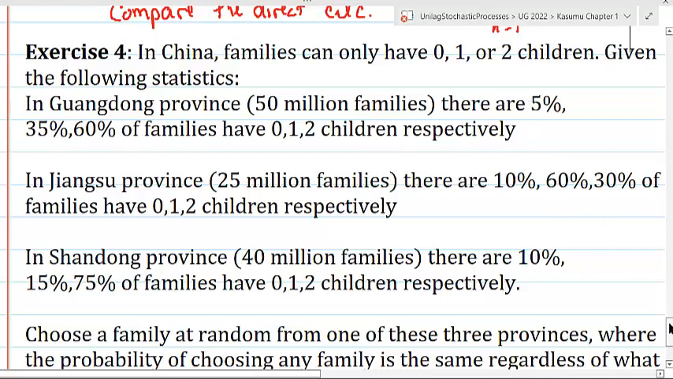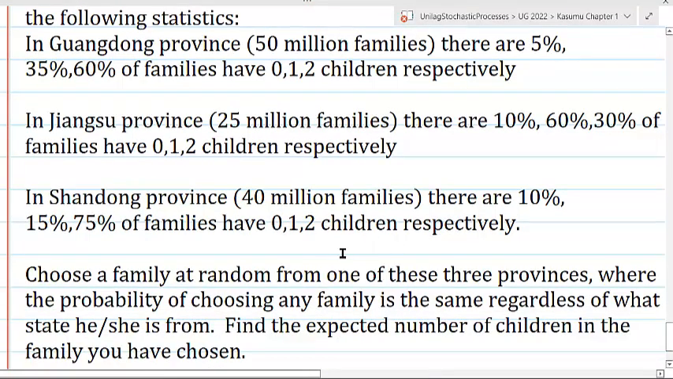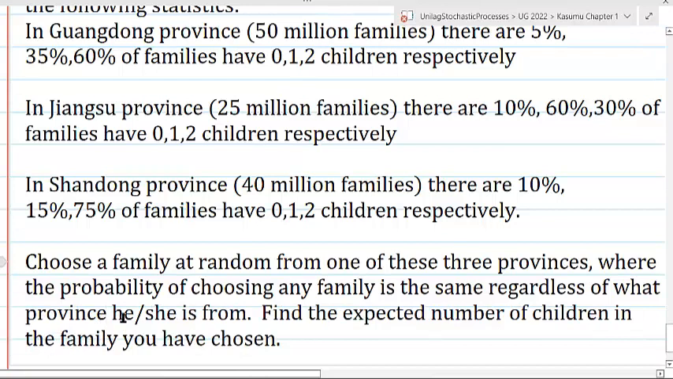So, choose a family at random from one of these 3 provinces, where the probability of choosing any family is the same regardless of what province he or she is from. Find the expected number of children in the family you have chosen. All right? So that's our final exercise.